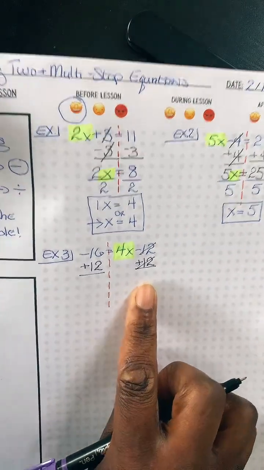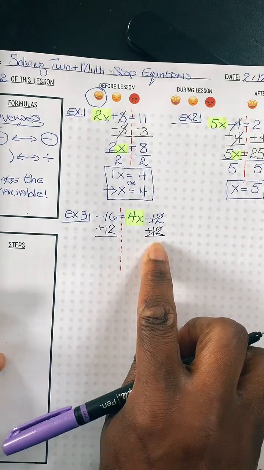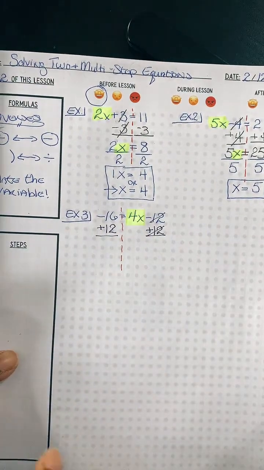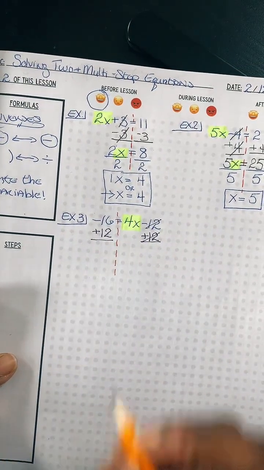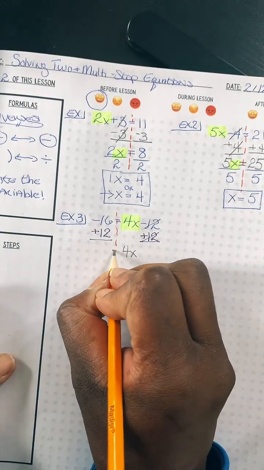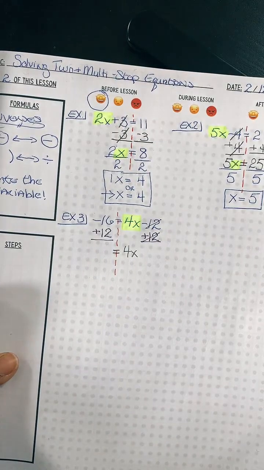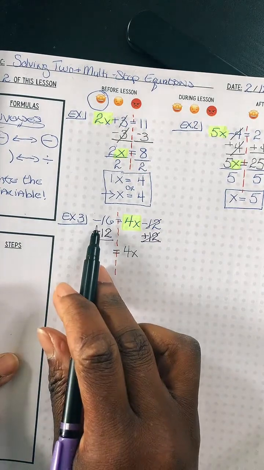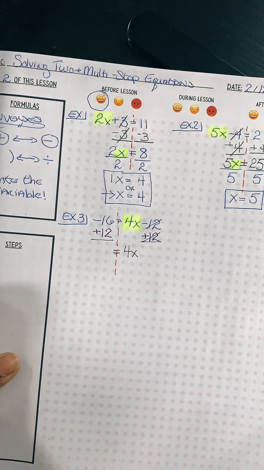I don't have to write the 0 because I still have the 4x that's on that side. So I'm going to bring down my 4x. I'm going to bring down my equal sign. So now we have negative 16 plus 12.